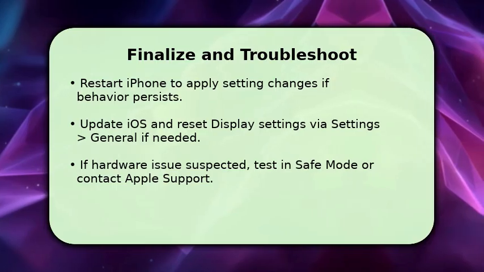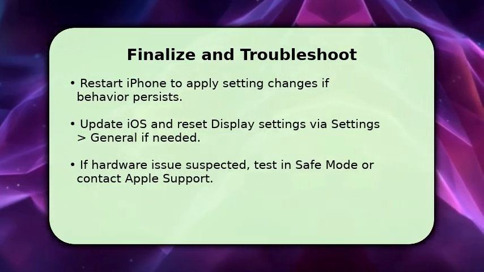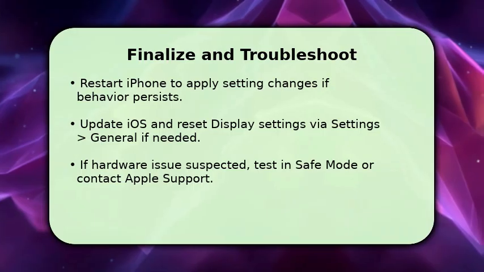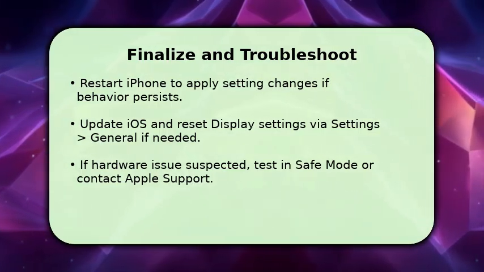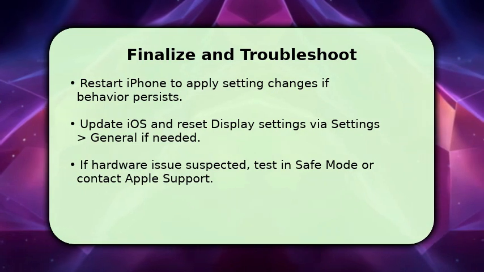If the screen still behaves oddly, you may have a hardware issue. Contact Apple support or visit an authorized service. One quick troubleshooting tip: restart first because that resolves most transient brightness problems.